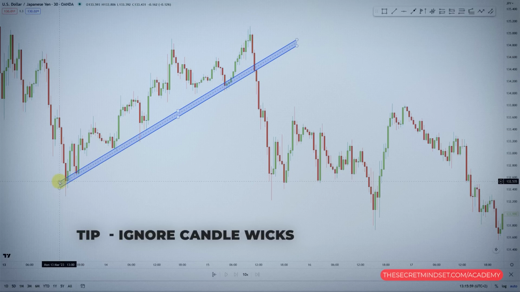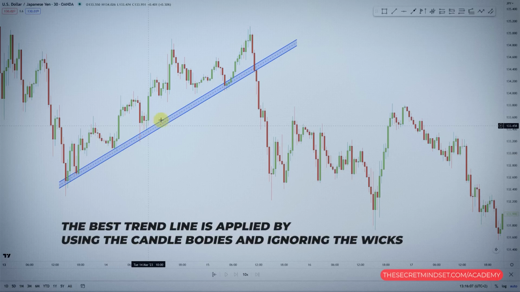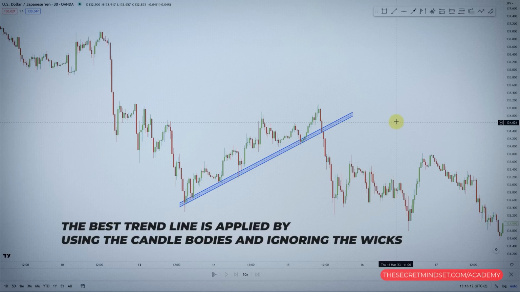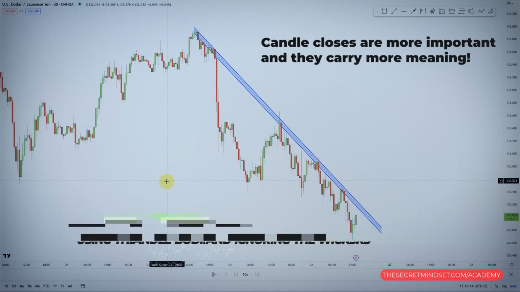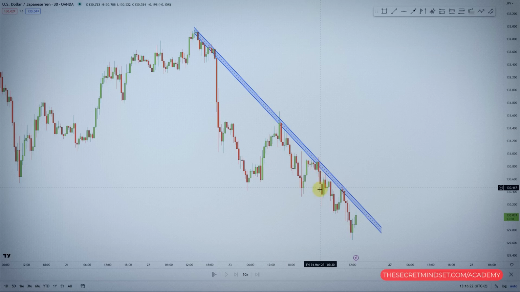Drawing trend lines isn't an exact science. There are usually multiple ways to draw a trend line, but from my experience, the best trend line is applied by using the candle bodies and ignoring the tails. In my opinion, closes are more important and they carry more meaning. If a candle closes at a certain level, this means that market participants were ready to accept this level as a market balance point.